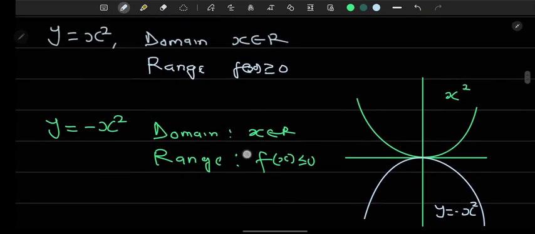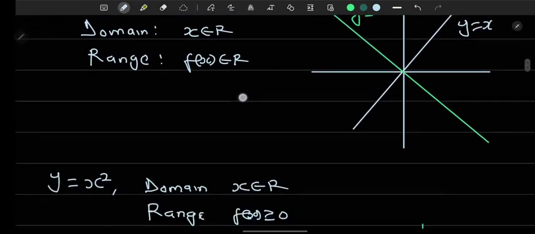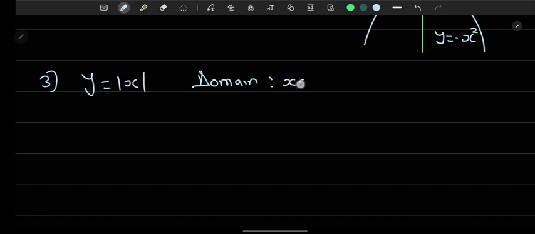All right, so let's consider the next function. The next function here is absolute value of x, number 3. So we start from the domain. As usual, domain of this function is set of real numbers. Okay, set of real numbers, that's the domain.